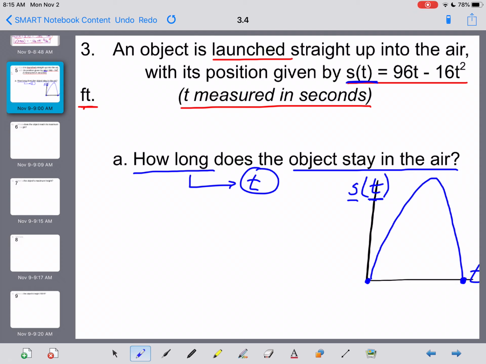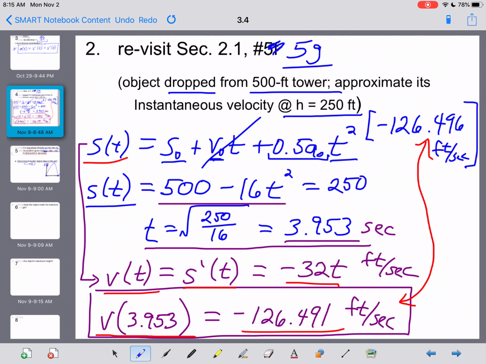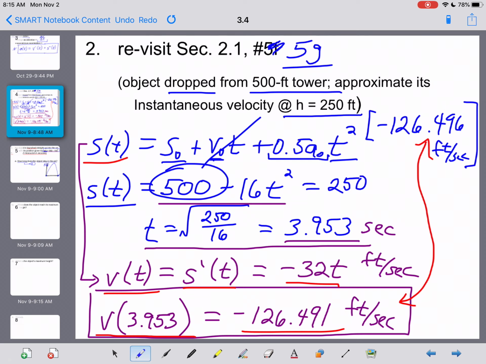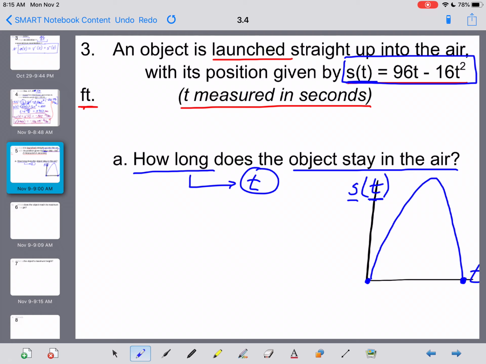Now, one thing that I wanted to point out right here, this position function does not contain a constant at the beginning. You'll notice in the last problem it did. The position function had a 500 out in front. That was because, let me go back to that one, this object was dropped from the top of a 500-foot tower, and that initial constant there is your initial position. With no constant right here, we are left to assume then that this object was launched from a position or a height of 0, which means that it was launched from the ground level.